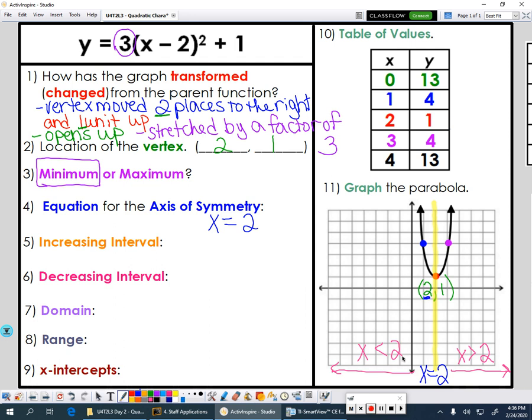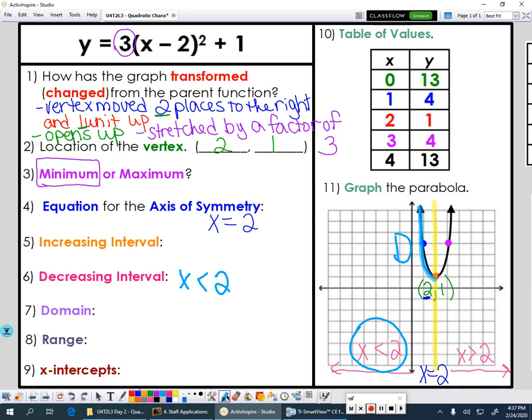So for my increasing interval and my decreasing interval, I'm going to look at my parabola and kind of trace it and see what's going on. You read a parabola from left to right. So I'm going to start here, and I'm going to trace this parabola. What I want you to notice is when I trace it, I'm going down. And when you go down, we say we're decreasing. So this side is the decreasing side of my parabola, which means this x is less than 2, that's my decreasing interval, because I decrease from the top of my parabola all the way until I get to that axis of symmetry.